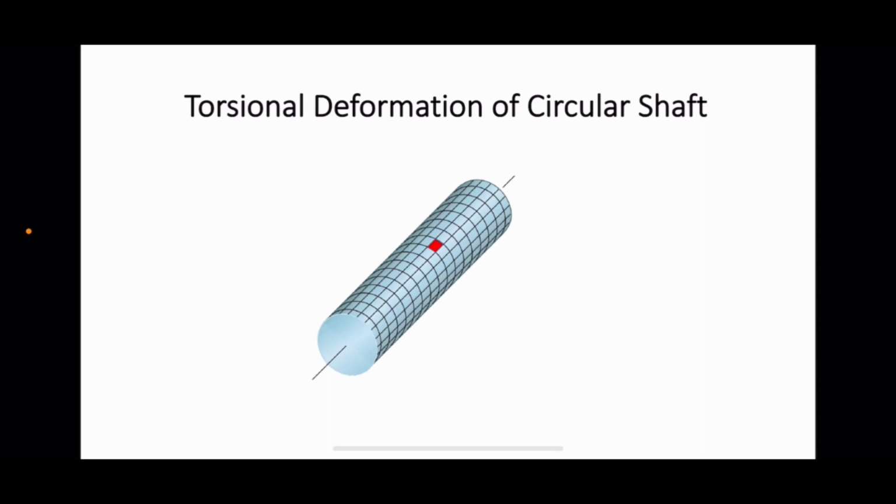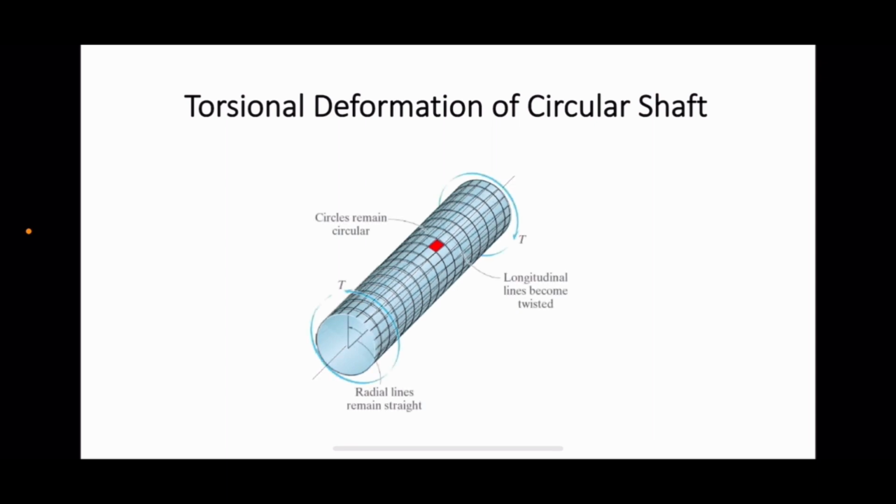The following is the elastic deformation of the shaft when a torque is applied. We observe the following from the deformations. First, the longitudinal grid lines tend to distort into a helix and the rectangular red area becomes a parallelogram. Second, the radial lines on the cross-section of the shaft remain straight lines but rotate a certain angle.